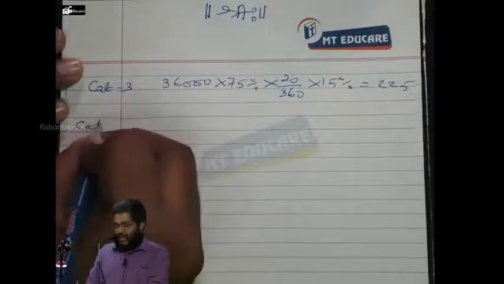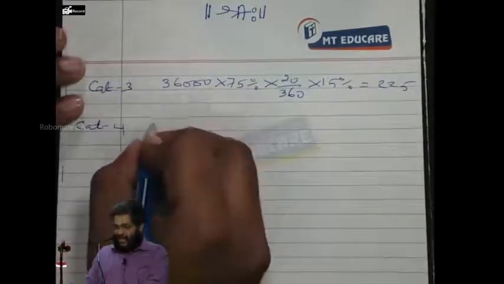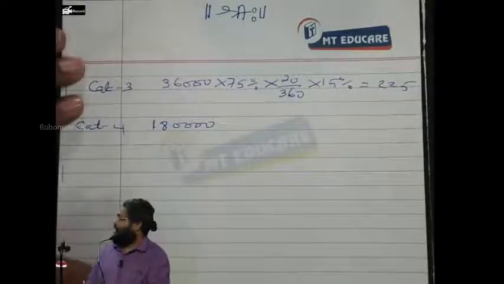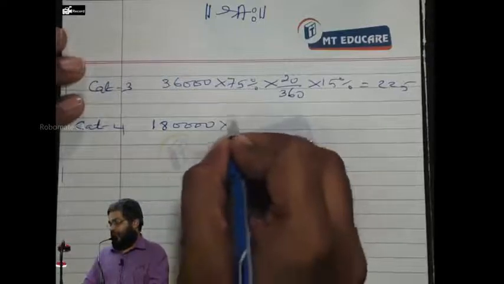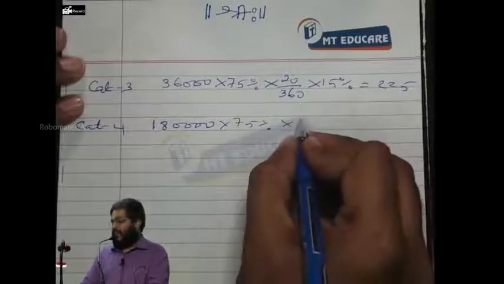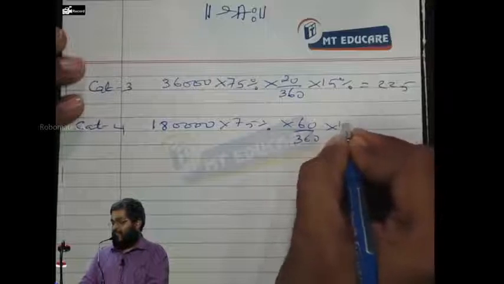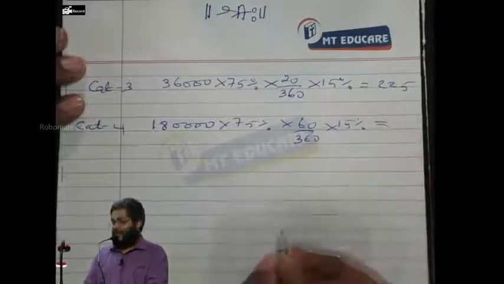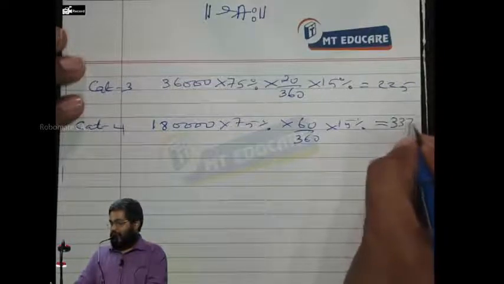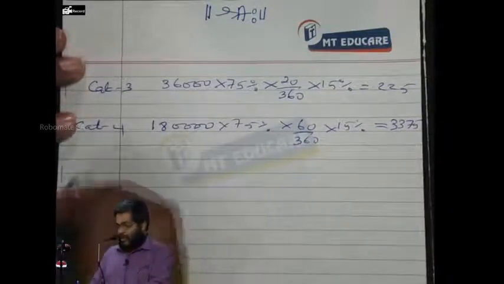Next, category 4, do along with me. What are the extra sales? 1,80,000, in which the variable cost ratio is 75%, into how many days credit? 60 divided by 360, into how much percentage interest loss? 15%. Tell me the number. 3,375. Everybody, yes or no?